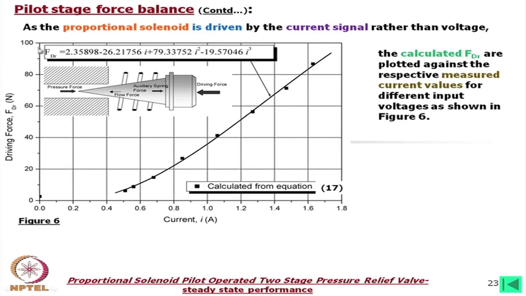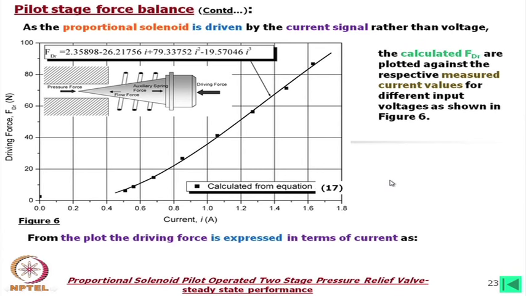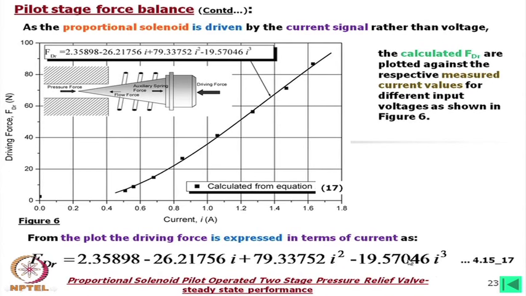Ultimately, this formula was developed. This is an empirical relation, but it is in terms of the input current I. Once you directly substitute the input current, you can calculate what the driving force will be. Now, from the plot, the driving force is expressed in terms of current, as in the same formula I have written here. So, if this formula is given for a current, we can find out the force. Once the force is known, we can find out the pressure drop, and from there estimate at what pressure it is working.